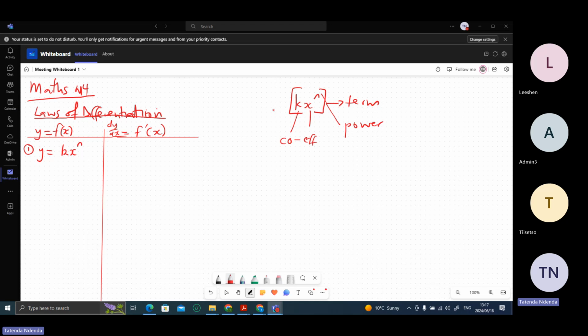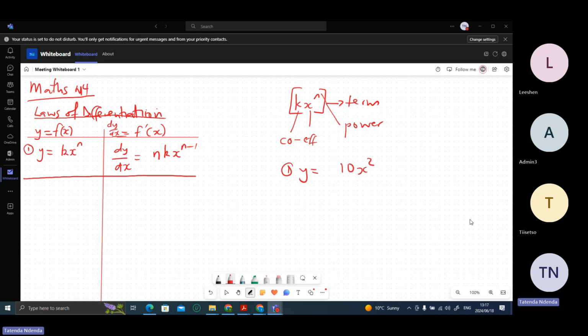So whenever you're having something like this, the dy over dx of this one is going to be dy over dx is equivalent to n, then you write the equation the way it was. So it is going to be k x to the n minus what? Minus 1. So you can see that the first thing that you have to do is to multiply with the power, then you subtract the what? The 1 from the power.